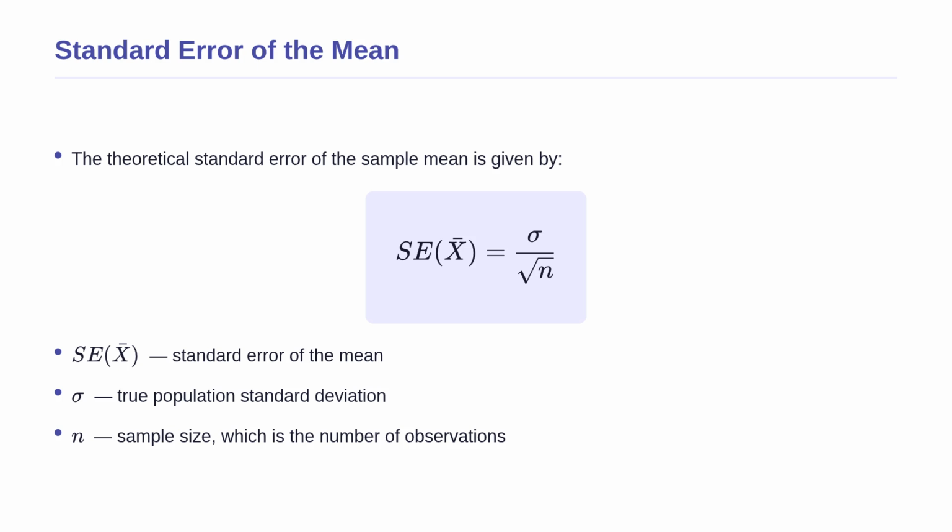The symbol sigma represents the true population standard deviation, measured in the original units of your data. The letter n is your sample size, which is just the number of observations. Notice that n is in the denominator under a square root. This means that as your sample size gets larger, the standard error shrinks. A larger sample gives you a much more precise estimate.